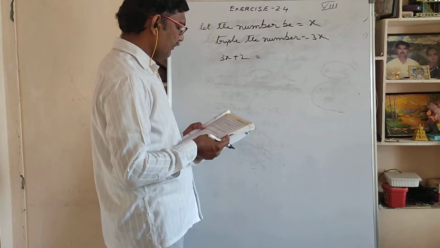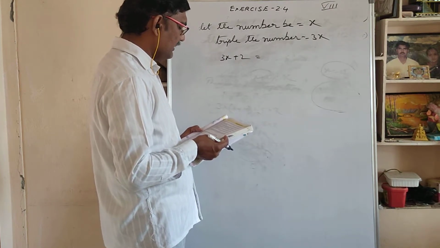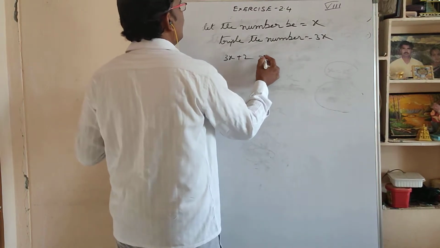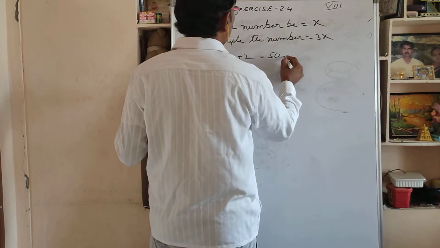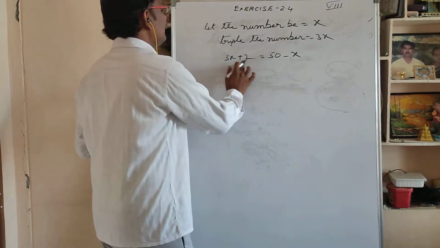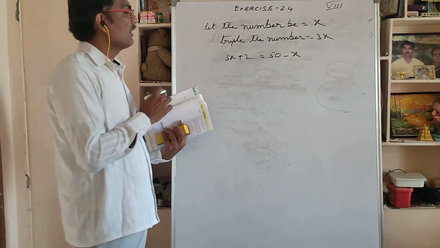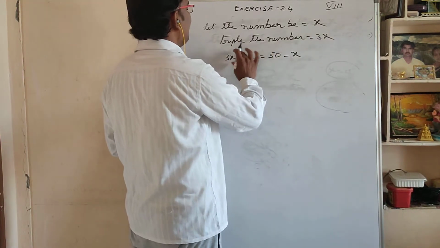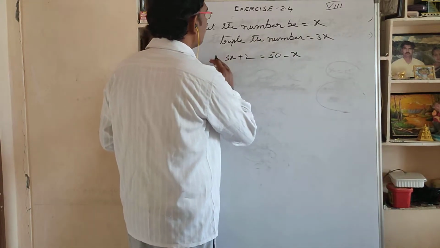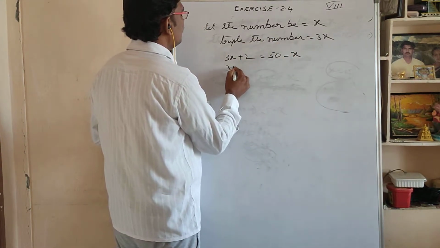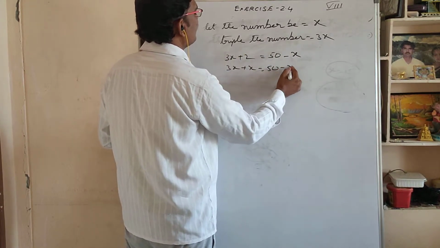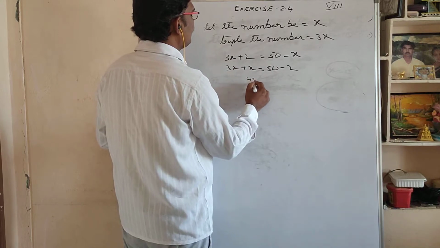What he did? I get the same answer as I do when I subtract the number from 50. From 50, if he subtracted this number, how much answer will come? This also we got the same answer, he said. So the entire question I wrote in mathematical form. Now bring variables to one side, constants to one side. 3x is there, minus x bring to here, x. 50 plus 2, take to this side, minus 2. 3x plus x is 4x.